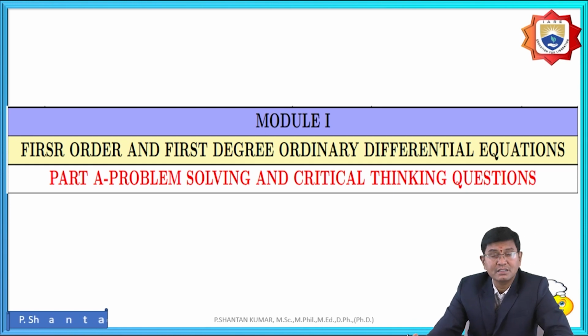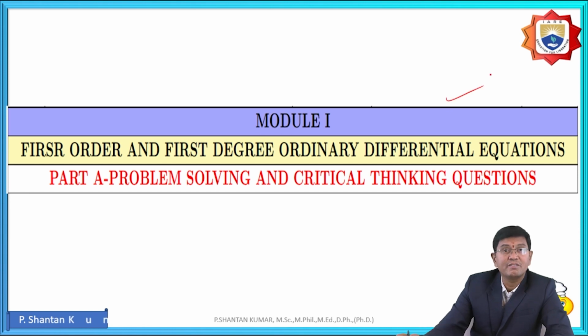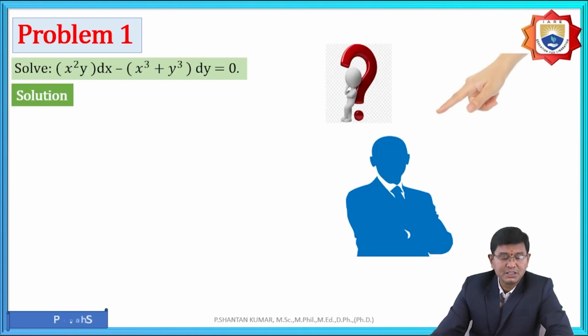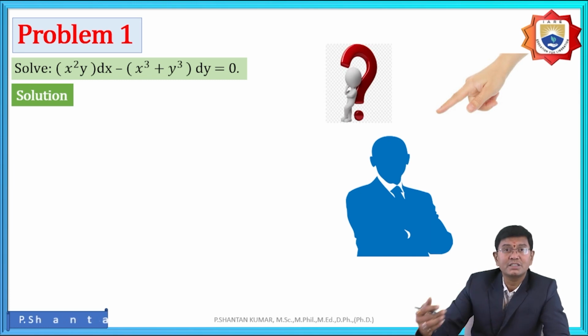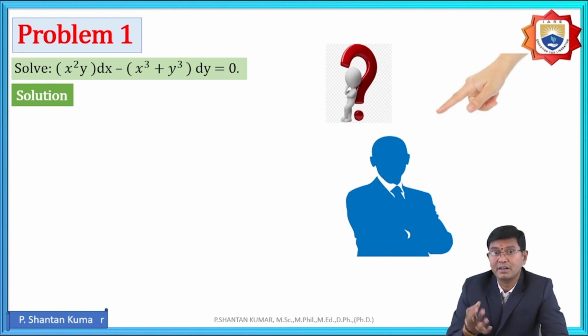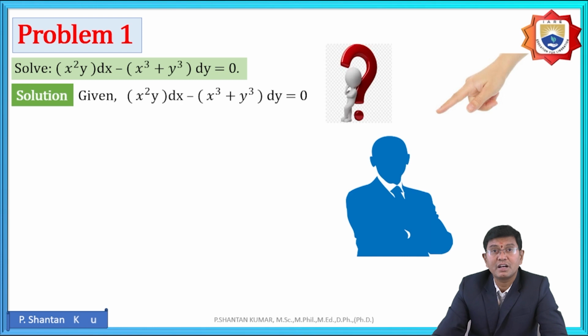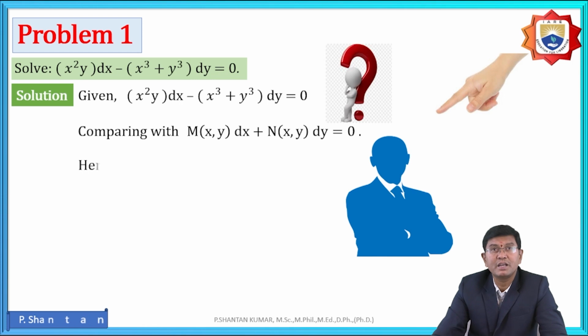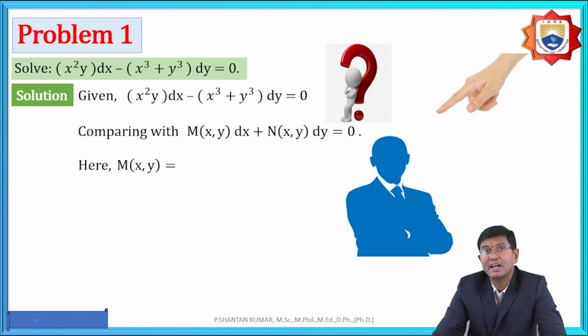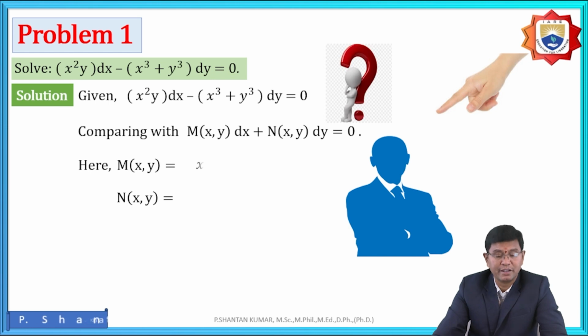Now our target is Model 1, Part A, the critical thinking problems under first order first degree ordinary differential equations. First one: x²y dx - (x³ + y³) dy = 0. The equation is in the form M dx + N dy = 0, based on the review of the previous formulas. Therefore, according to the working rule, M is x²y, and N is -(x³ + y³).